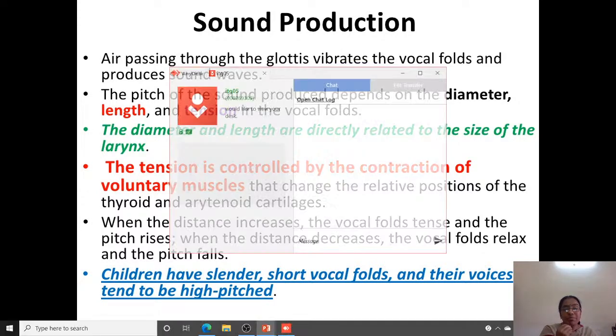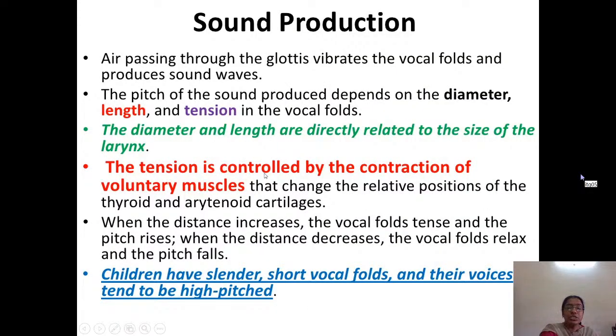One more, the tension: some people are very tense, and the tension is controlled by the contraction of the voluntary muscles. There are some voluntary muscles that control the tension of the sound. Whenever the distance is more, when we are speaking loud from far apart, we raise our voice, the pitch rises and the vocal folds tense. Whenever the distance is less, when we are nearby, murmuring, the vocal folds relax.